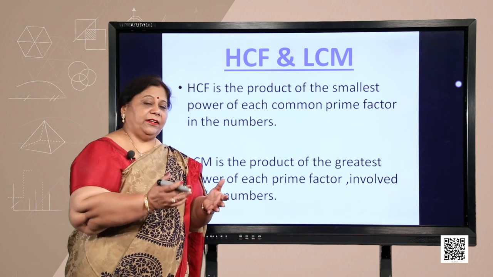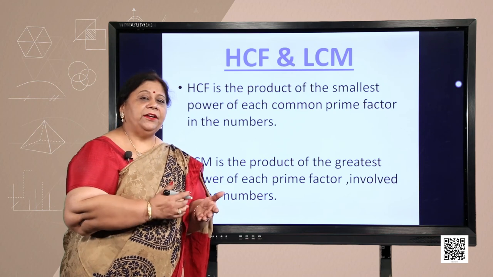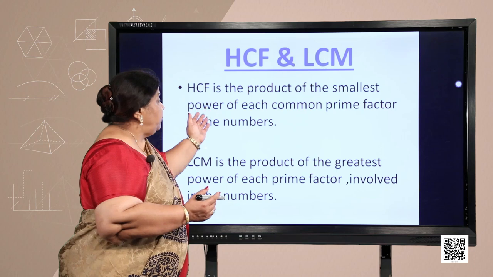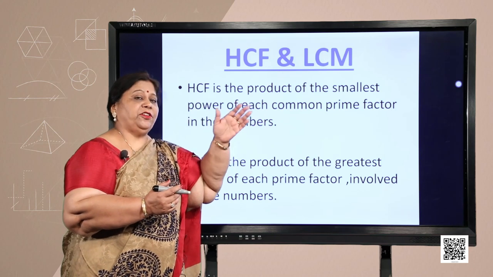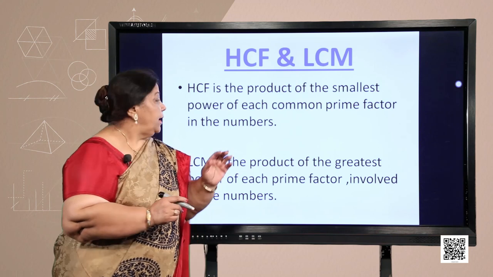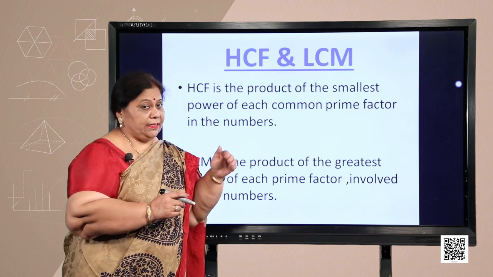Suppose I find out the factors of 6, 2 into 3. I can write it as 3 into 2 also. So, I hope you understand. Every composite number can be expressed as product of primes, and the order does not matter. In this, we will also calculate the HCF and LCM.